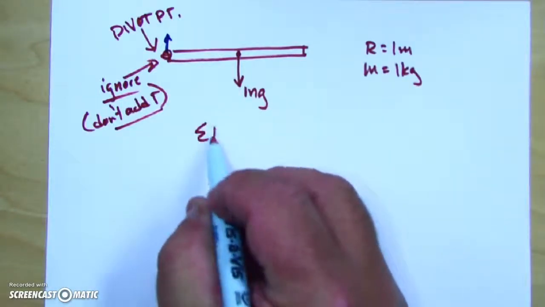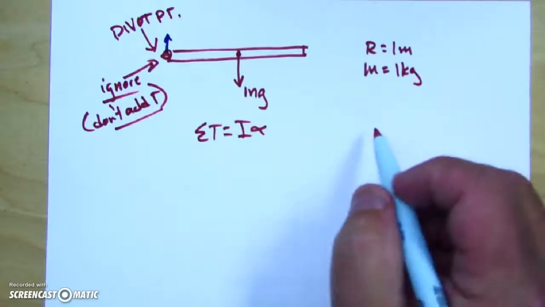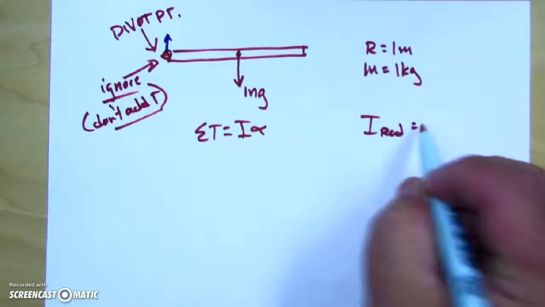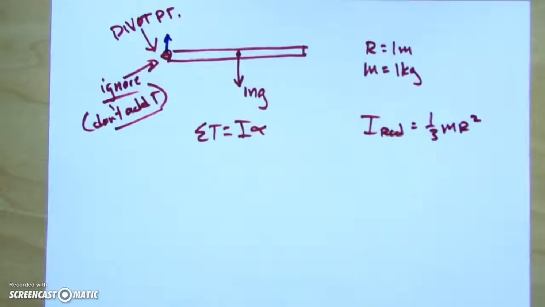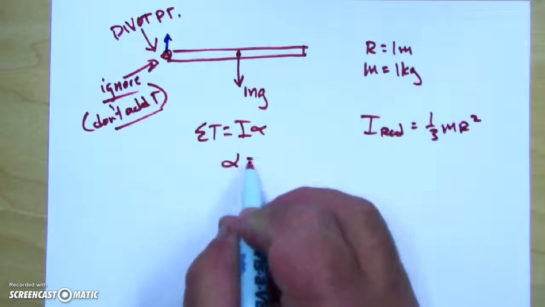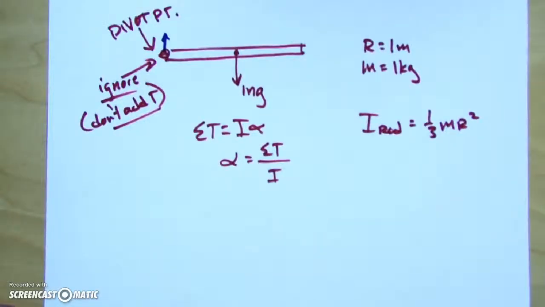Now I'm going to say the sum of the torques equal I times alpha. Now, I for a rod is equal to 1/3 mr squared. Now again, you don't have to know those formulas. They will give them to you. Right now, I is just a number. So then I'm going to say alpha is equal to the sum of the torques divided by I. Now let's plug in our value.